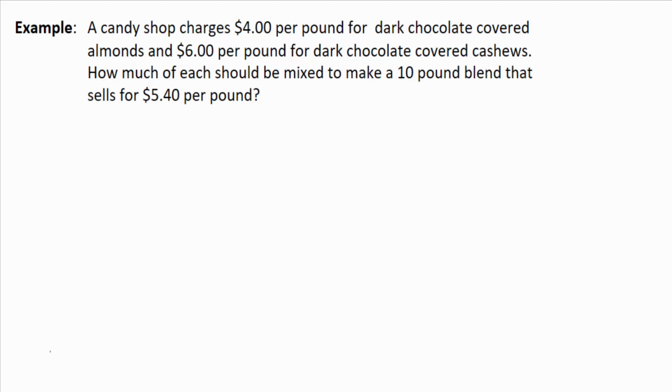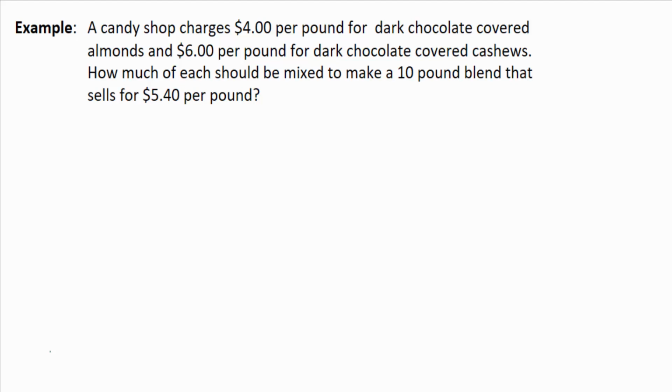Here we go. In this one, a candy shop charges $4 per pound for dark chocolate covered almonds, and $6 per pound for dark chocolate covered cashews. How much of each should be mixed to make a 10-pound blend that sells for $5.40 per pound? You don't have to include the "when" you read this, by the way.